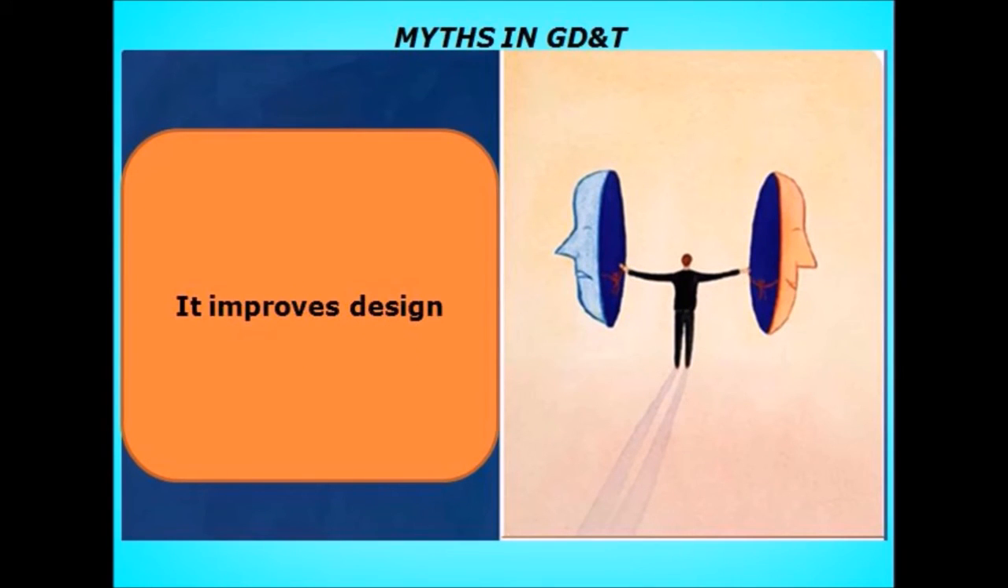The next myth in GD&T is that it improves design. No, it is absolutely incorrect. GD&T is a tool with which a designer controls the drawing. He communicates with manufacturing, so that it can be manufactured in the required shape and geometry. So GD&T does control, not improve design.